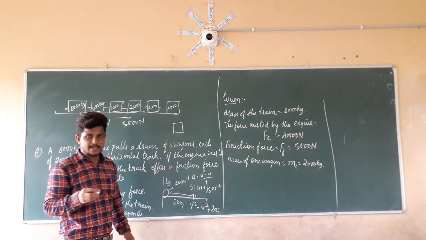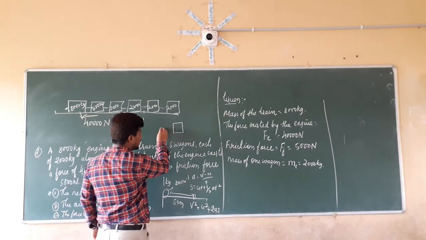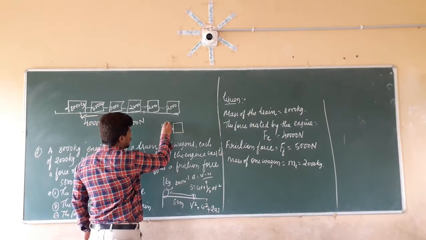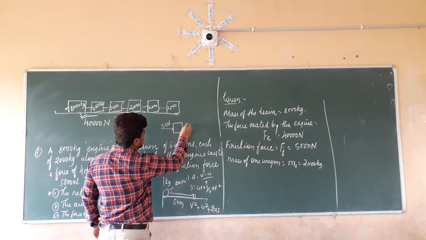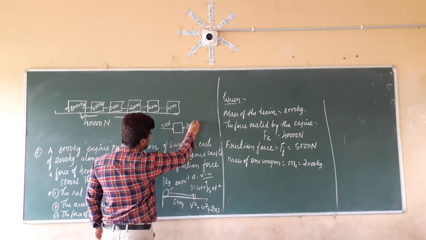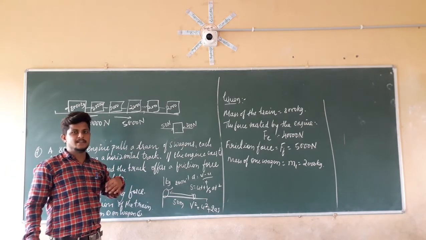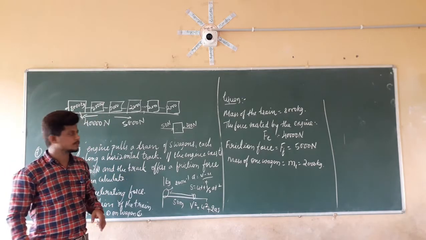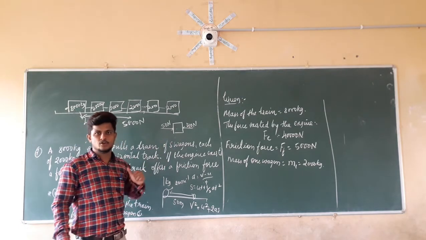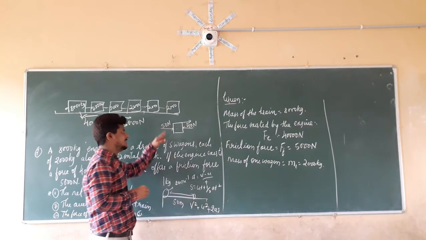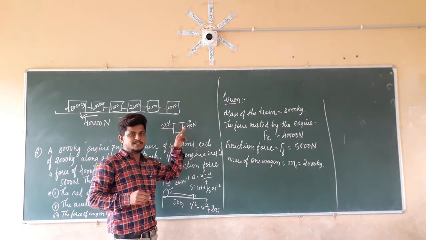Here is an object like this. In this direction, someone is applying a 50 Newton force. In the opposite direction, another person is applying a 40 Newton force. So in which direction and with what magnitude will the net force act? In which direction is the box going to move? The box is going to move in this direction, since this force is highest and this force is least.